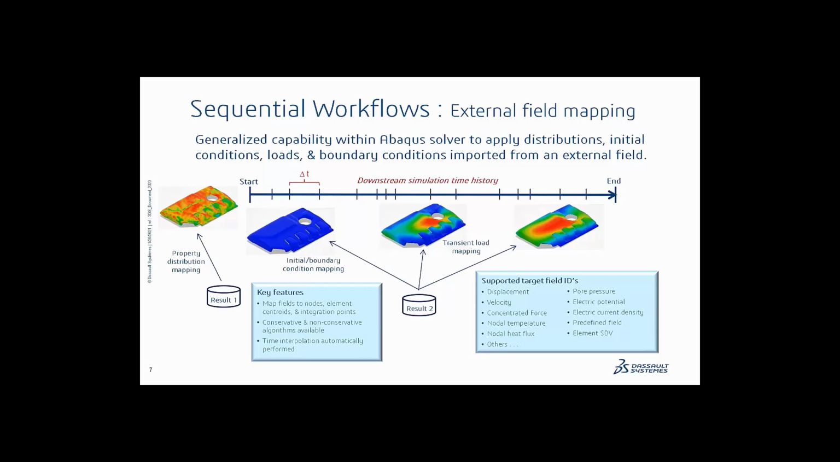Okay, so now we'll talk a little bit about what we're doing in Abaqus to help enable some of these workflows. And in particular, this is a capability we refer to as external field mapping. If you've been using Abaqus for a while, there's a number of different capabilities built into Abaqus that allow mapping results from one simulation to the other. Submodel, mapping temperatures and so forth. Typically, these have been developed over time independently. The user interfaces may be a little different and so forth.